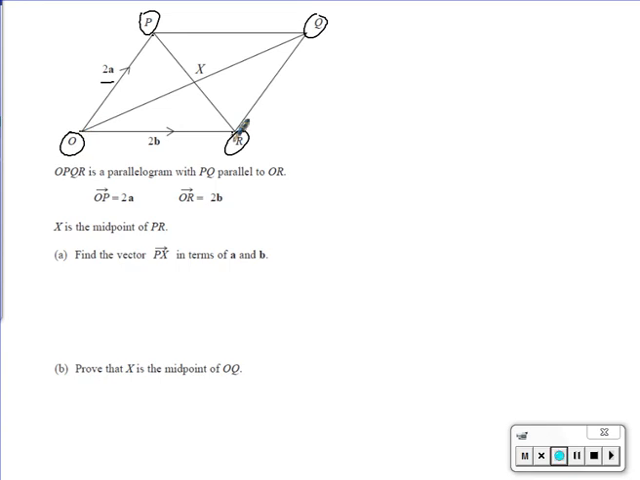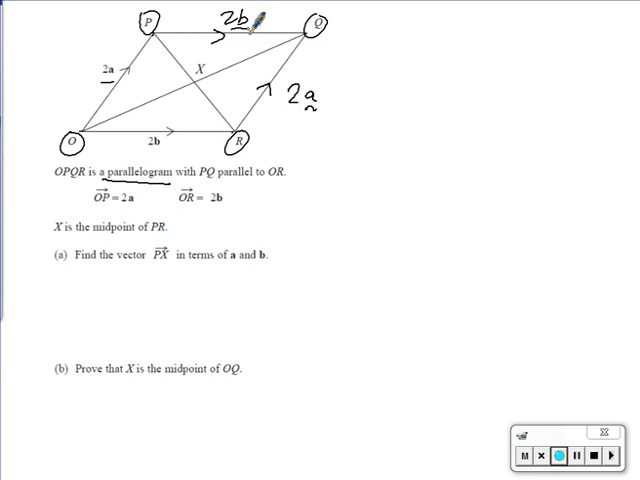Because it tells us it's a parallelogram, we should be able to see that the move from O to P, which is this thing 2A, is exactly the same movement as the one from R to Q. So that's also 2A. And also, we should be able to see for the same reason that the one at the top, that movement from P to Q is 2B. So, let's have a look at the question.